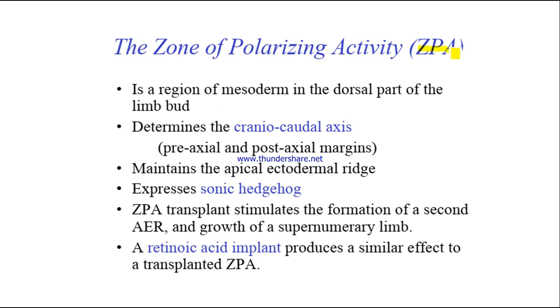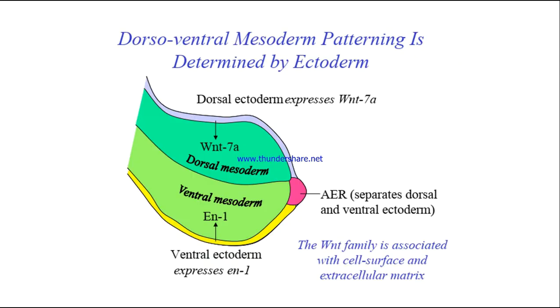So the ZPA, or the zone of polarizing activity, is a region of the mesoderm in the dorsal part of the limb bud, and it determines the craniocaudal axis, preaxial and postaxial margin. It maintains the apical ectodermal ridge, and it expresses Sonic Hedgehog. The ZPA transplant stimulates the formation of a second AER and outgrowth of the supernumerary limb, and a retinoic acid implant produces a similar effect to a transplanted ZPA.